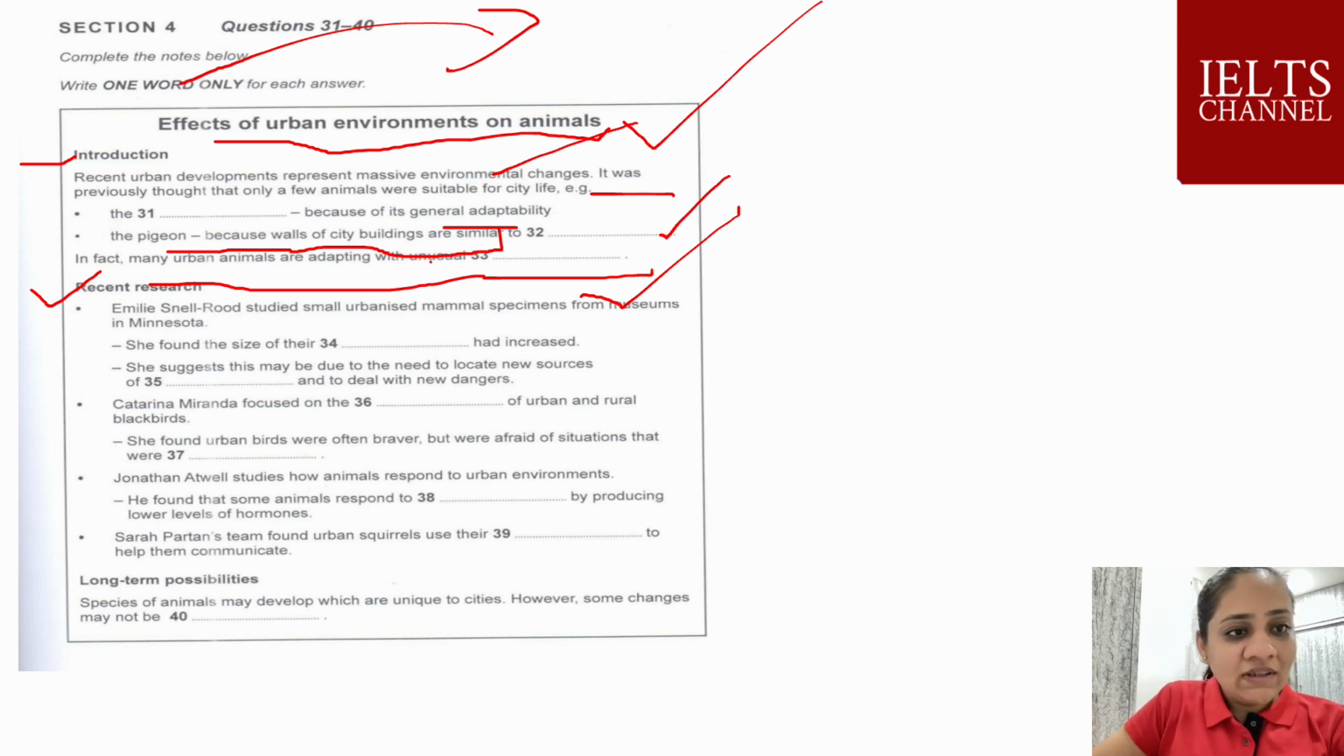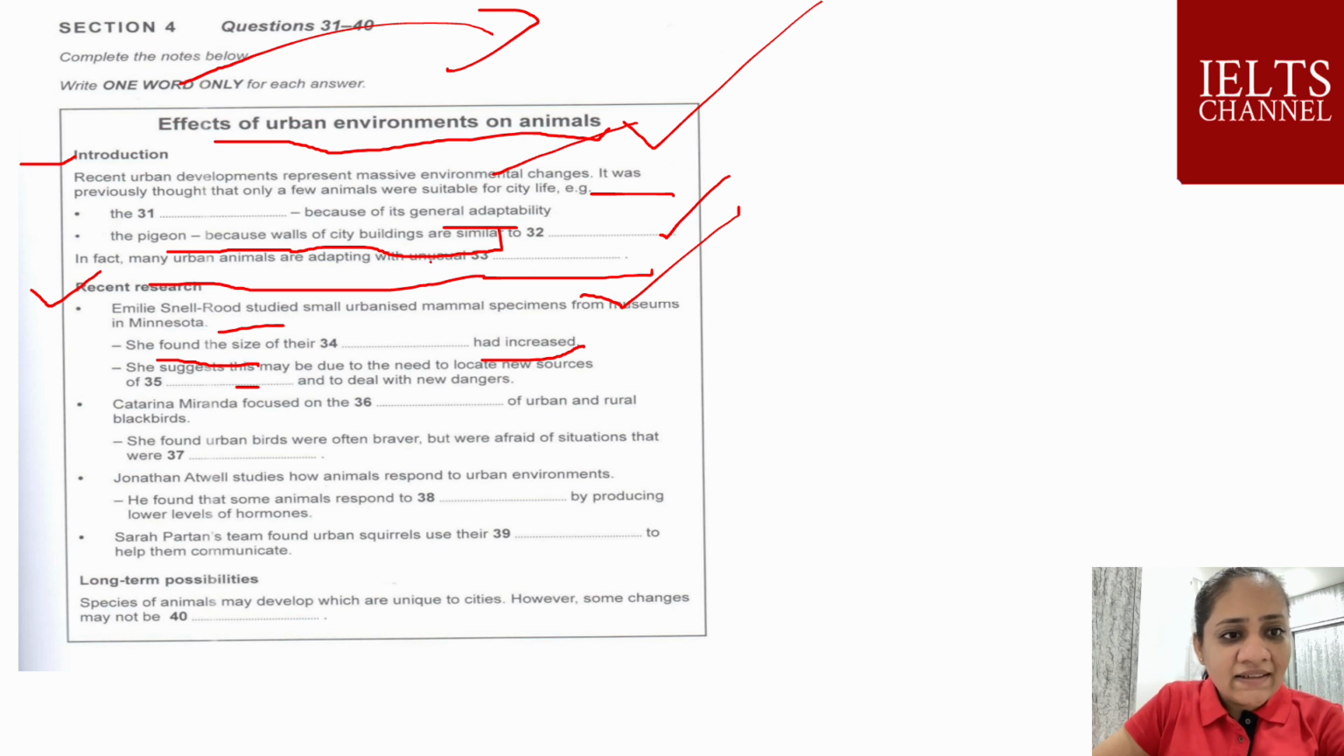For 34, what they have given: Emily studied the small urbanized mammal specimens from the museums in this area. She found the size of their dash had increased. She found the size of their what? Size of their body, size of their structure, size of their brain, size of what has increased, right?